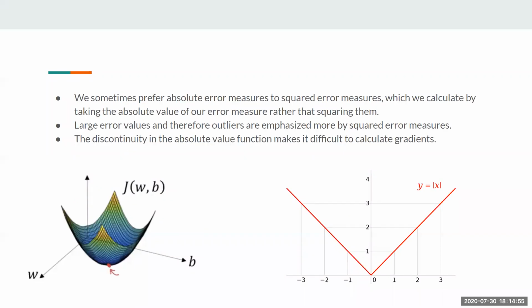And then sometimes we prefer to use the absolute error rather than squared error in order to solve the problem of errors in different directions canceling out. And we calculate that by taking the absolute value of our error measures. We can then do the same summing or averaging as we would do with squared error.